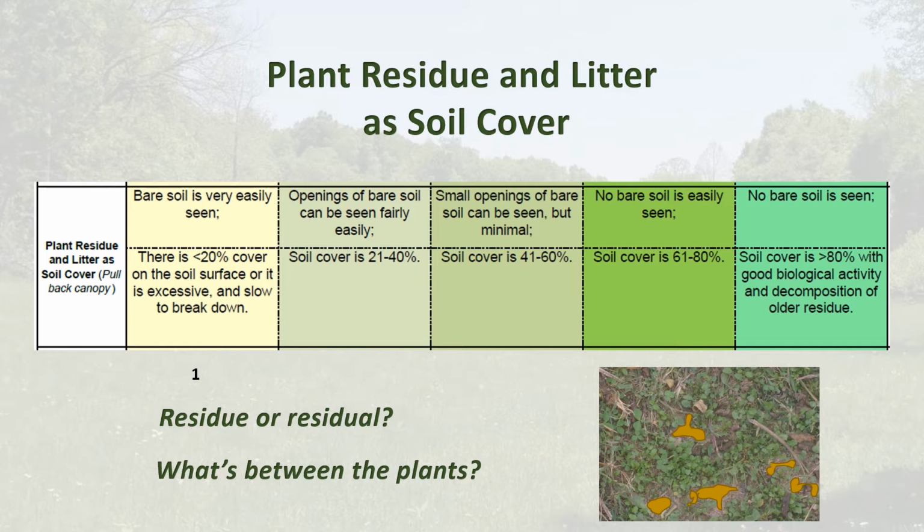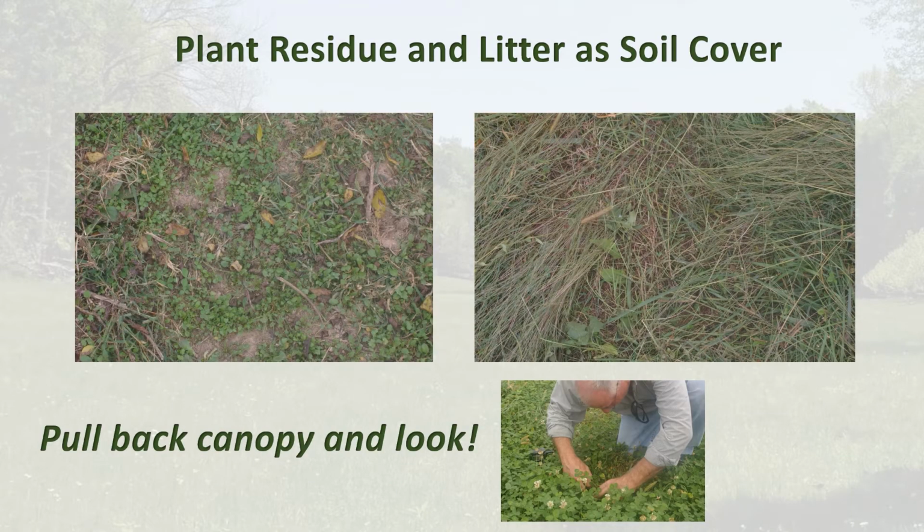What's important about plant residue and litter on the surface? It provides protective cover for the soil that helps to slow evaporation, keep soil cool, and is a potential carbon source for the soil and increases potential for improved rainwater infiltration. Remember, residue is plant material in various stages of decay. Litter is generally the uppermost layer of detached residue on the soil surface, not standing dead material. So when you're in the field, take time to pull back the canopy and look.